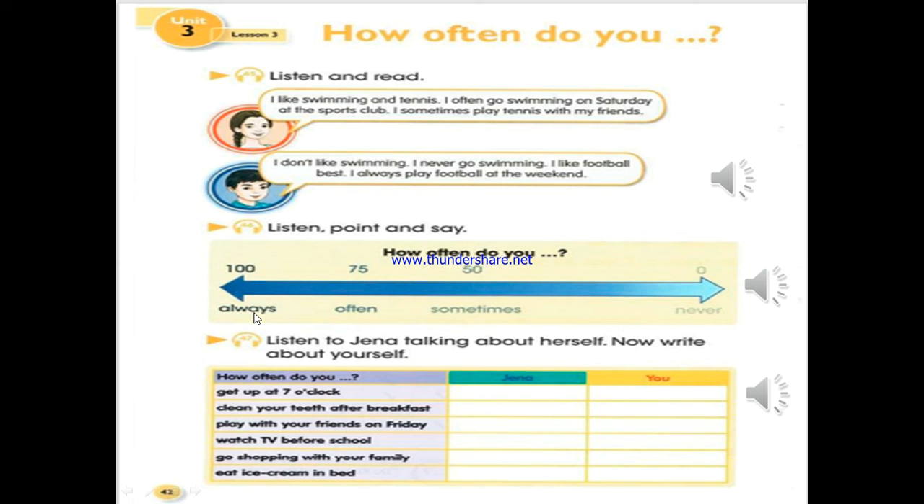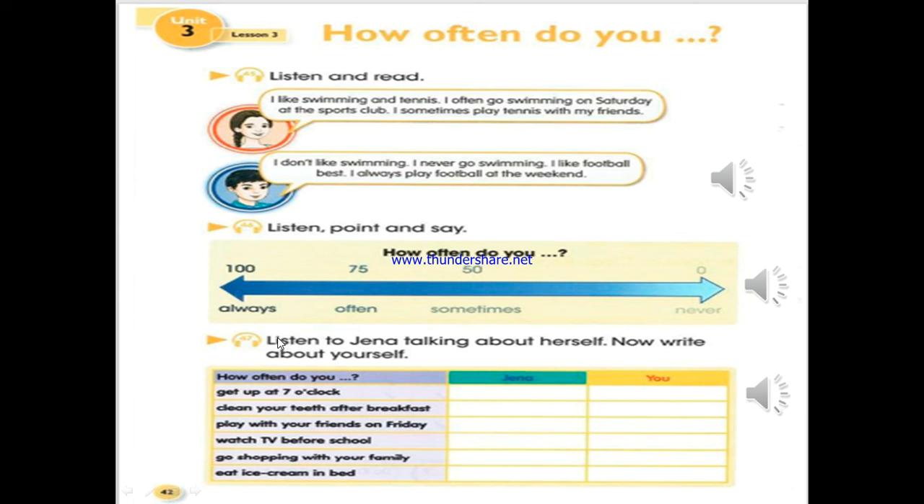Now we are going to listen to Jane talking about herself. Now write about yourself. Now we ask Jane and she answers us about herself. Then I will ask you, and you should answer. Okay? This one is about yourself. Here we will talk about Jane. We will ask you the same questions as Jane, and you will answer about yourself using adverbs of frequency. Please listen to Jane and answer just like her.